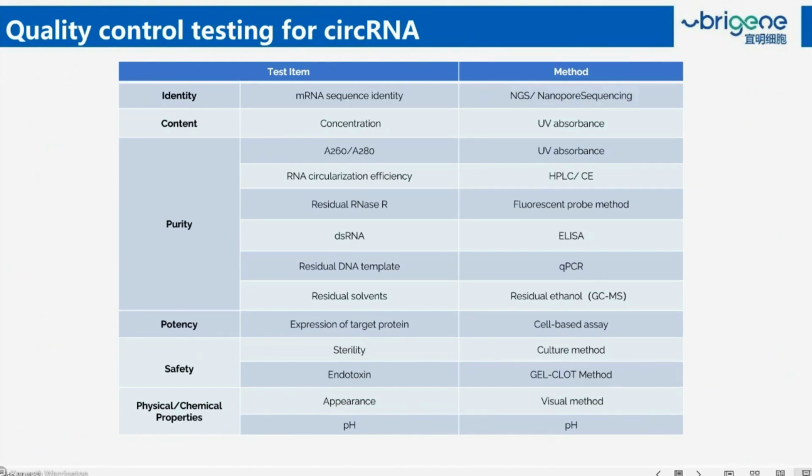Again, we offer a full suite of release testing for our circRNA offering with additional test methods that include RNA circularization efficiency using HPLC and capillary electrophoresis. They look at the residual RNA, the double-stranded RNA, any residual templates. And again, an area of active interest for us and extensive capabilities in the potency assay development, cell-based assays, and the standard safety release testing.